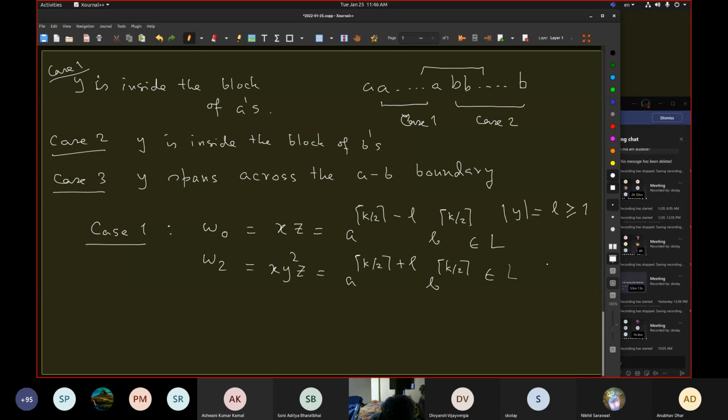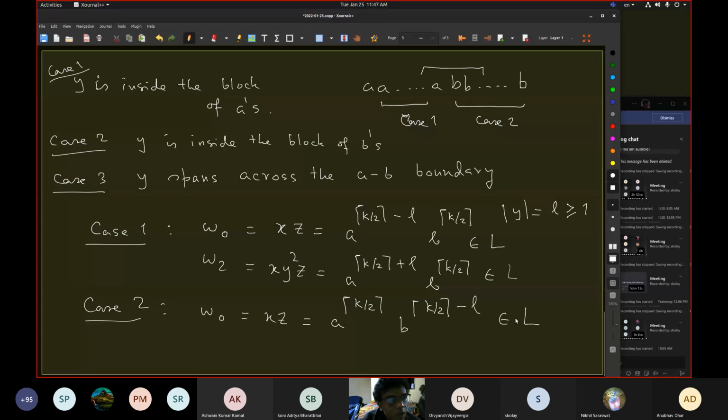Okay. Likewise, if I look at case 2, W0 will be XZ, where the count of A's will remain the same, but the count of B's will strictly reduce. And this will still be accepted by our DFA. Again, a contradiction. Likewise, you can look at W2, which has excess B's, and still it has to be in the language L.